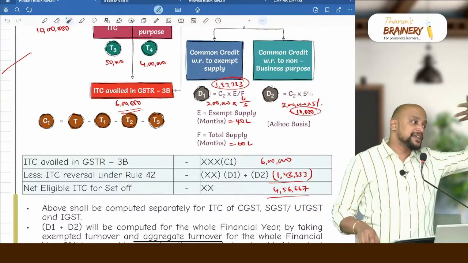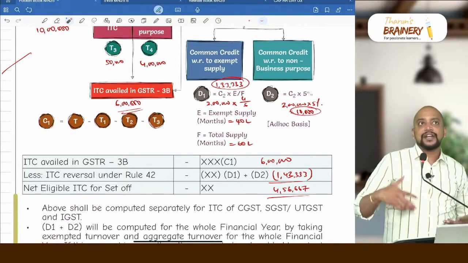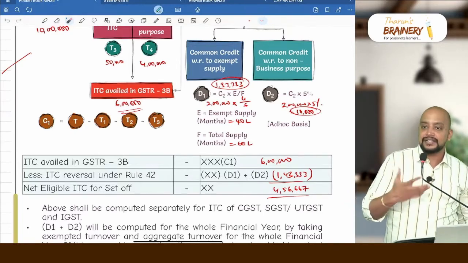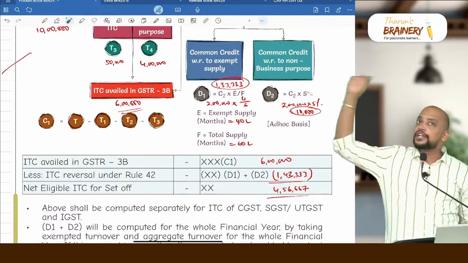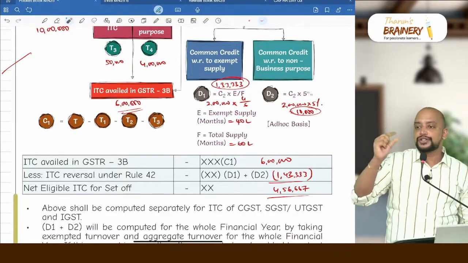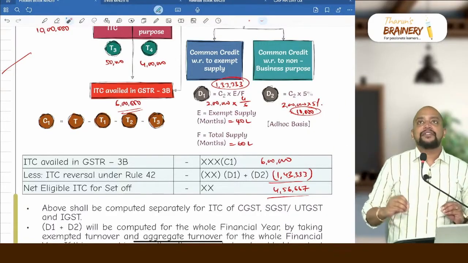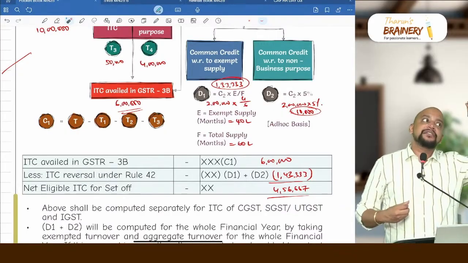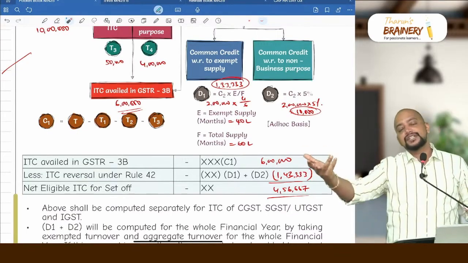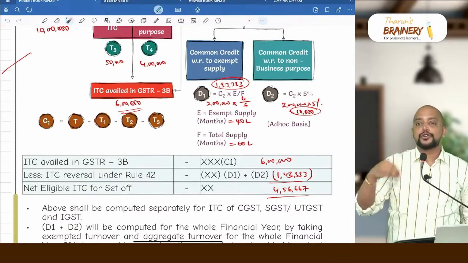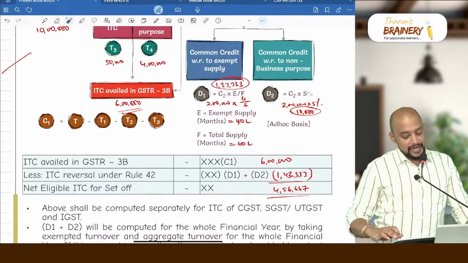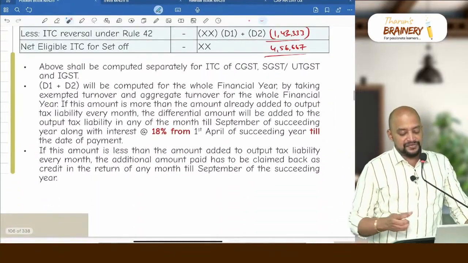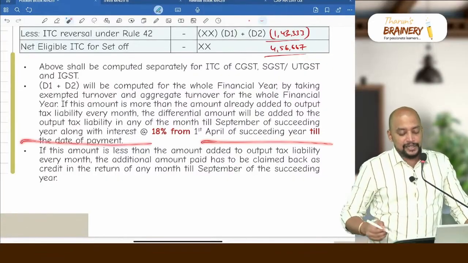When we do this computation at the end of the year, what will happen? Whatever we have already reversed is provisional. Say for example that is some 5 lakhs, and what we need to reverse at the end of the year, that is D1 and D2, again we need to recompute. Because of the ratio it may change, and we may have to reverse 5,50,000. What we have reversed is 5 lakhs. What we need to reverse is 5,50,000. So that 50,000 rupees we need to reverse along with interest at the rate of 18% per annum from the 1st April of the succeeding financial year till the date of payment.